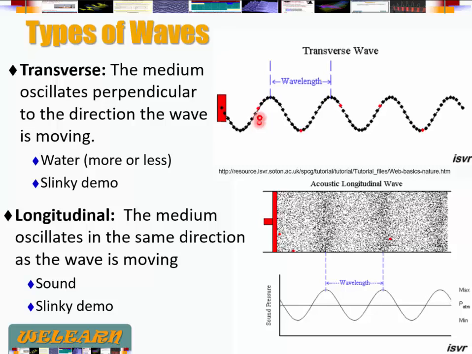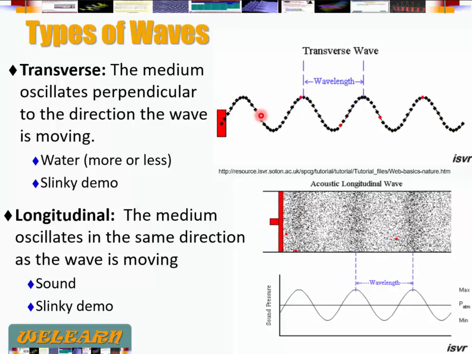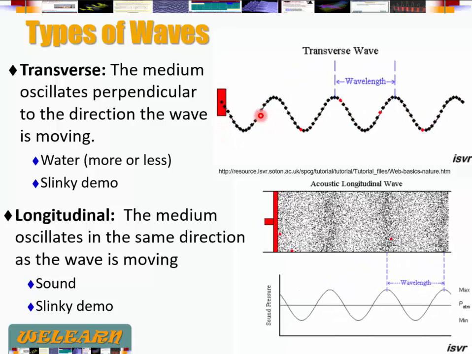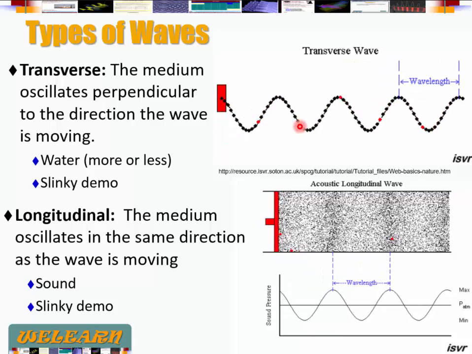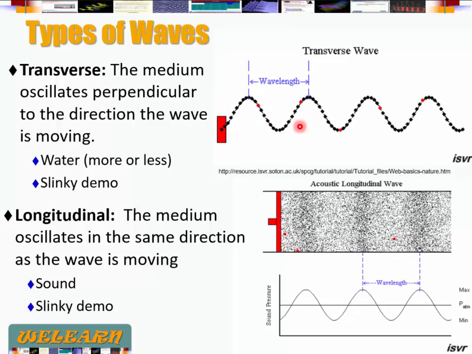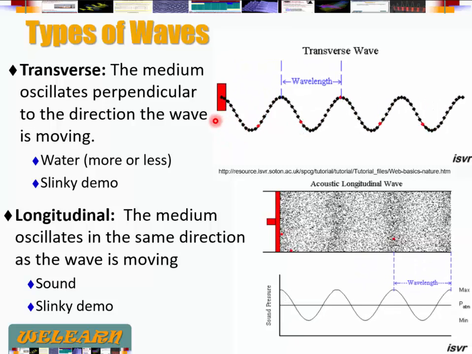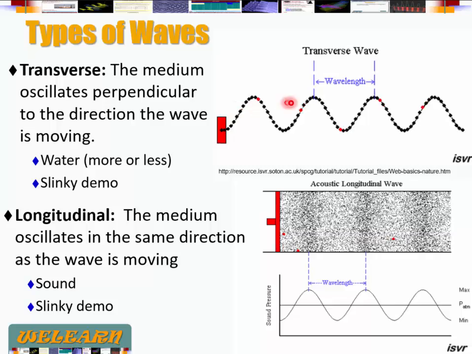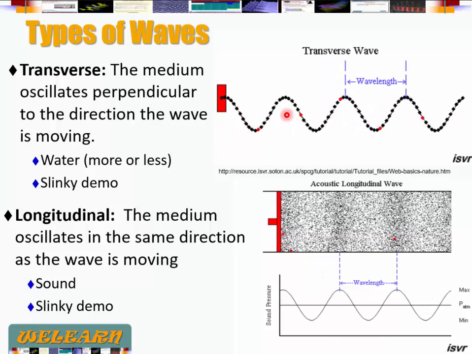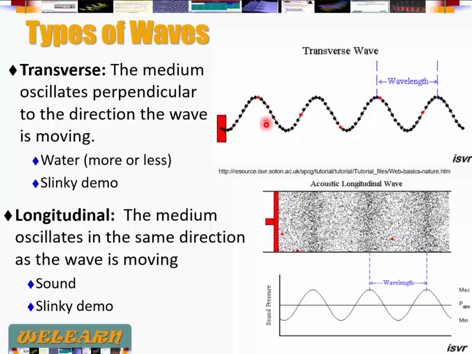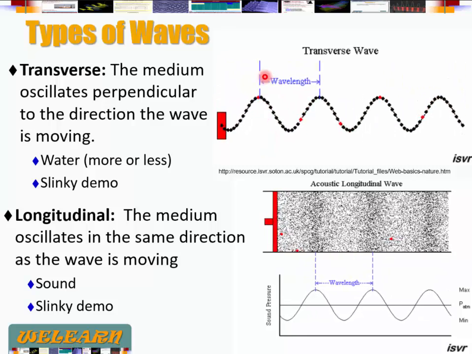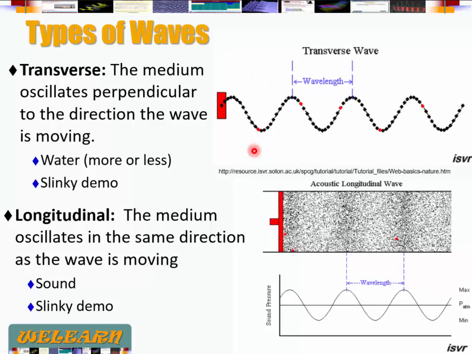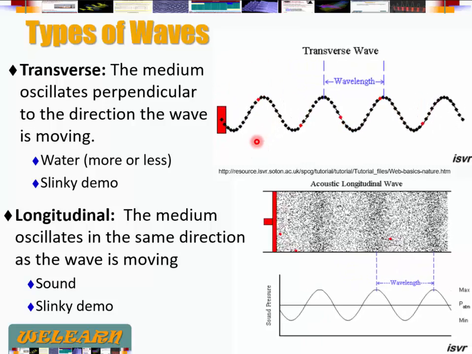Pay attention, for example, to the red dots, and you'll notice that the red dot is going up and down about this point here. This red dot is going up and down about this point. So the actual medium is not traveling. The wave is traveling towards the right, but the medium is just oscillating perpendicular to the direction of motion of the wave in that same position.